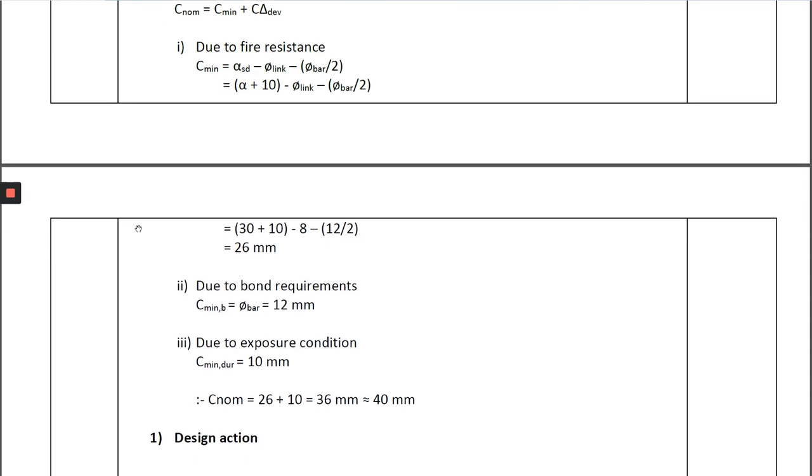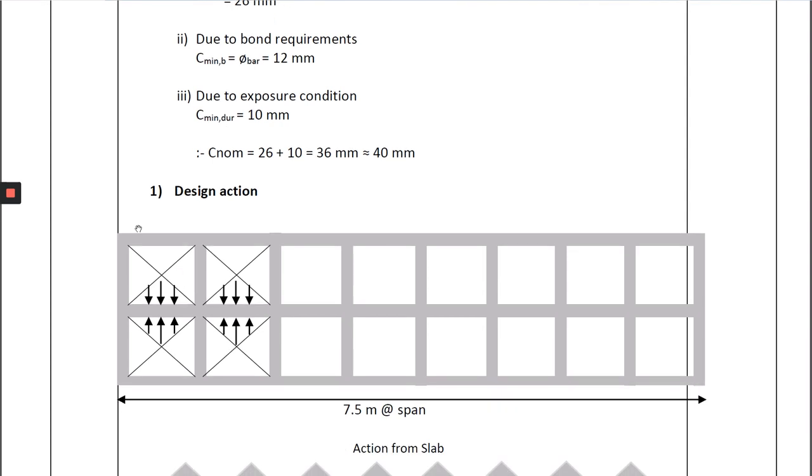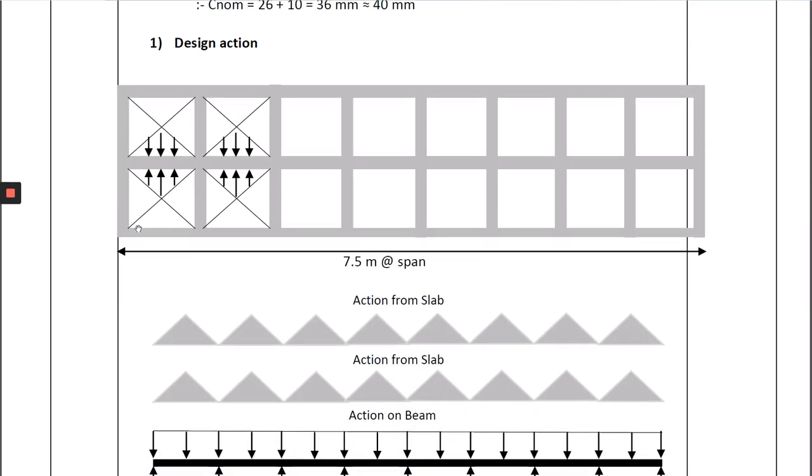We do the design action. In order to do the design action, first we have to analyze the slab, whether the slab is a one-way or two-way slab. In my case here, the slab lengths Ly and Lx are the same, which is 7.5 meter. Therefore, 7.5 divided by 7.5 is equal to 1. The slab is a two-way slab.